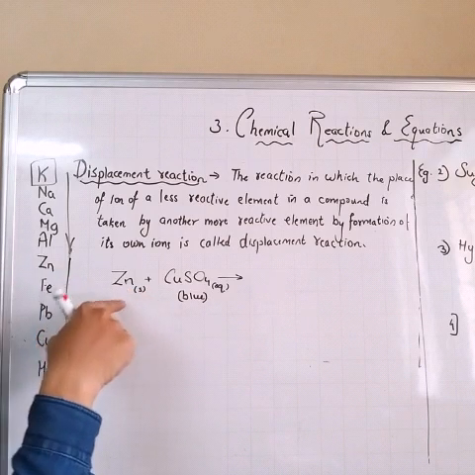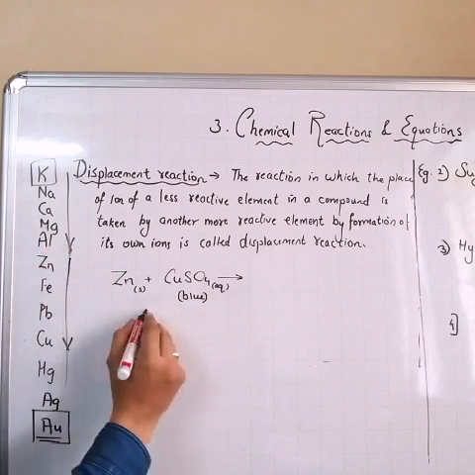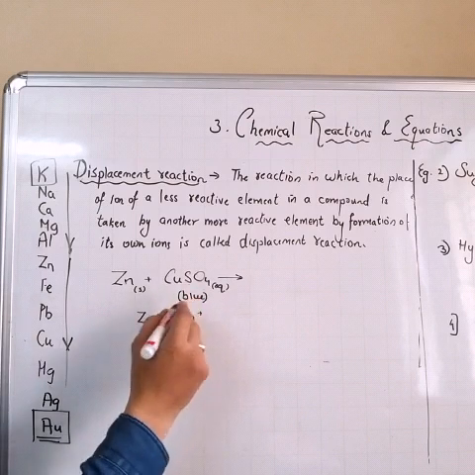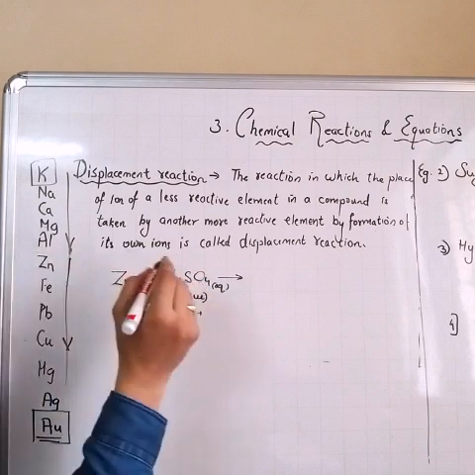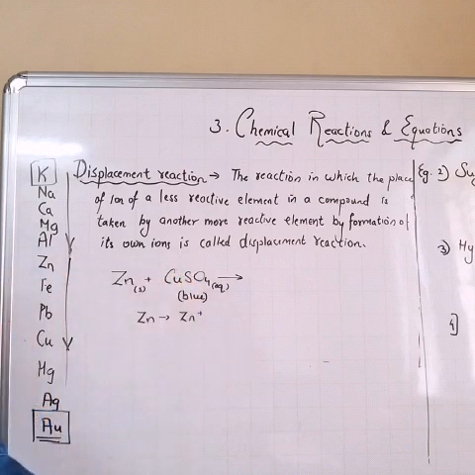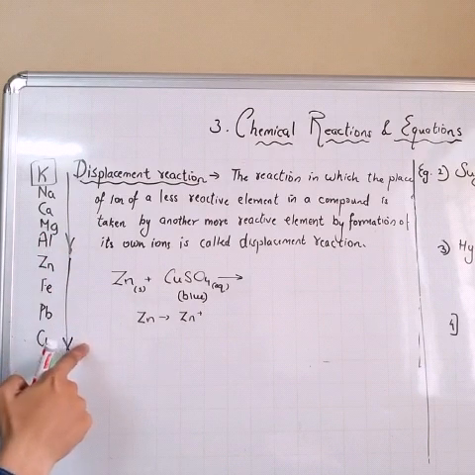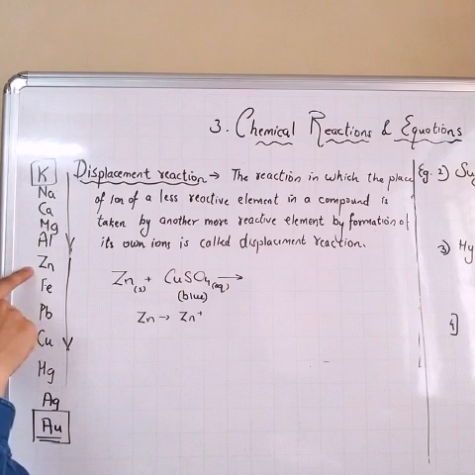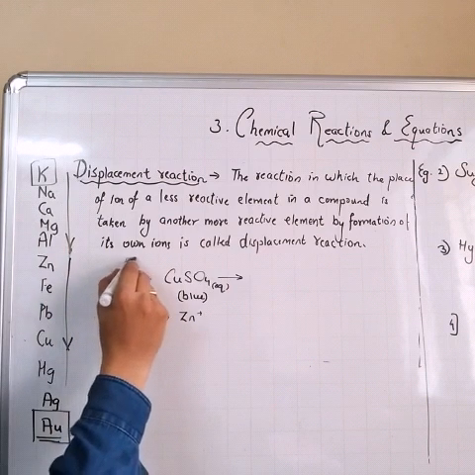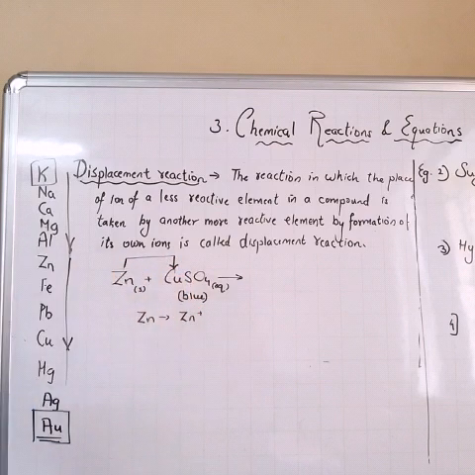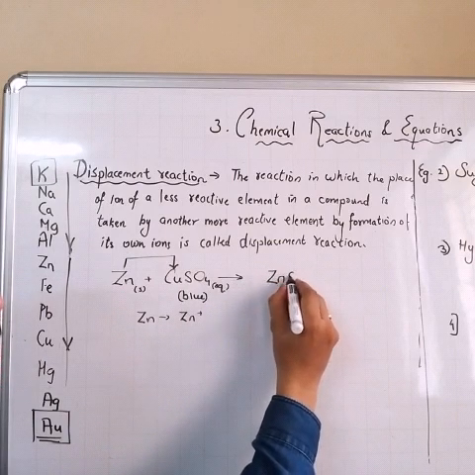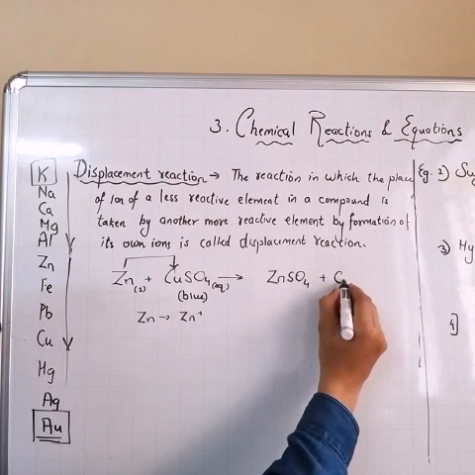But when zinc is put in copper sulfate solution, zinc forms zinc ions. It turns into what? Zinc ions. And copper sulfate is already an ionic compound containing copper ions and sulfate ions. Getting it? Now, if you look at this series, where is zinc and where is copper? Copper is less reactive, zinc is more reactive. That's why zinc ions will replace copper ions from copper sulfate. And what we get is zinc sulfate and copper metal.